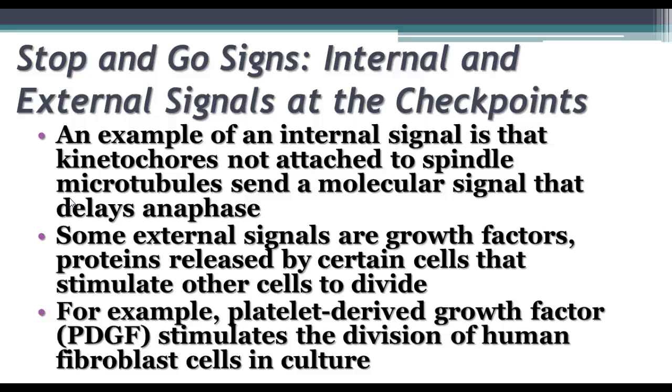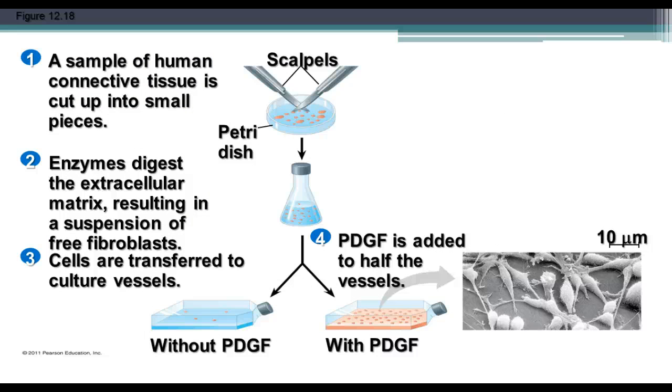There are some specific ones like platelet-derived growth factor or PDGF that stimulate the division of cells in culture. So if we're trying to grow the cells in culture, basically the fibroblasts don't really grow very well unless you add the PDGF, and when you do, then it forms that substrate that it can grow on.